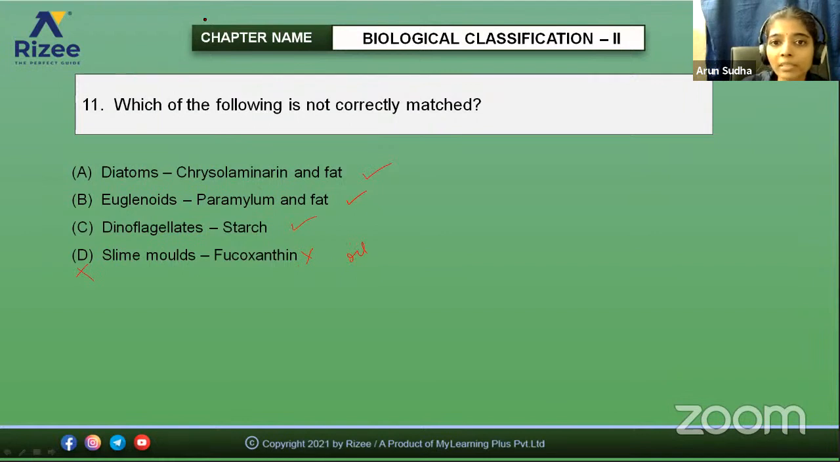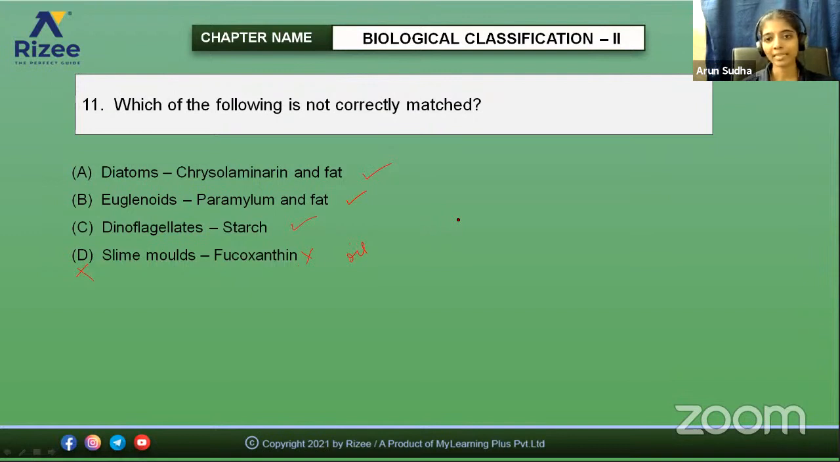So are you clear with this? Option D. Okay. So these are the various storage forms of food in different organisms like diatoms, euglenoids, dinoflagellates, and slime molds. Okay. Do you have any doubts in this chapter? Are you clear with it?